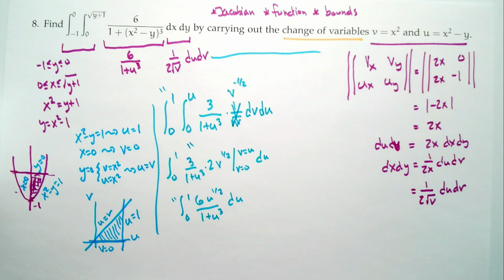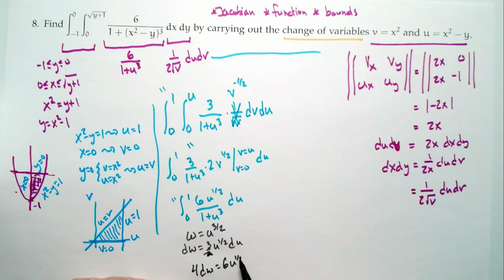Yes. u to the 3/2 would do it. u cubed is actually pretty nice in terms of u to the 3/2. So we're going to make another substitution: w equals u to the 3/2. dw is 3/2 u to the 1/2 du. Now, if I multiply both sides by, say, 4, I could say 4 dw is equal to 6 u to the 1/2 du.